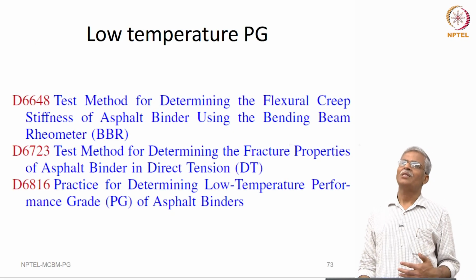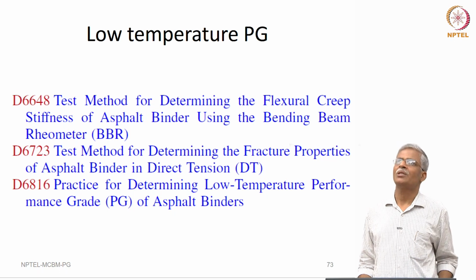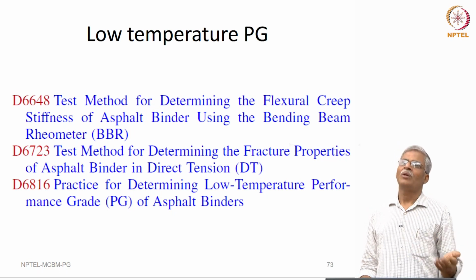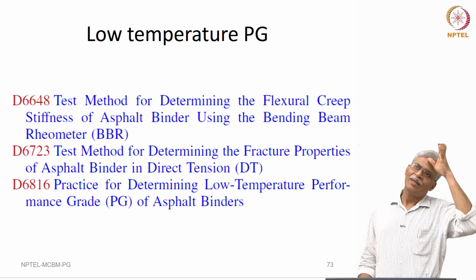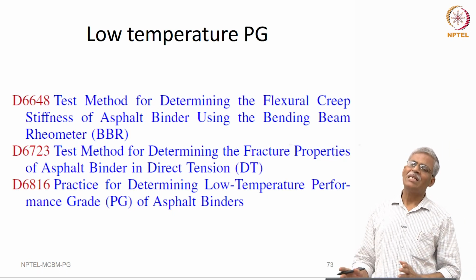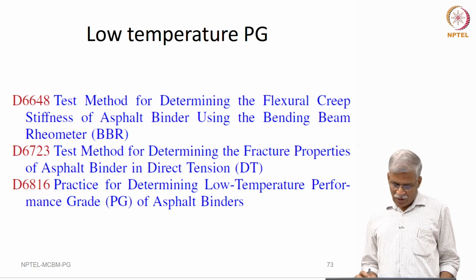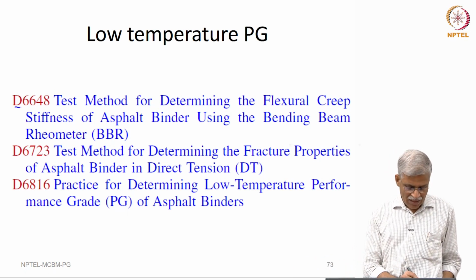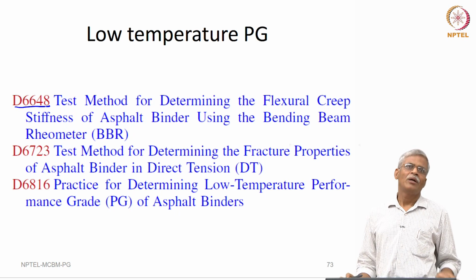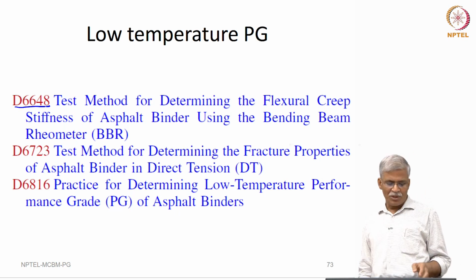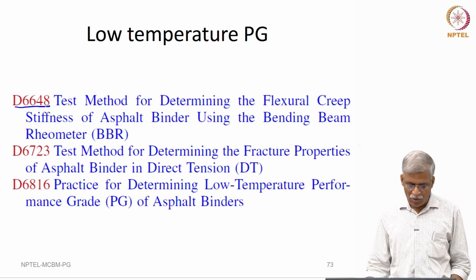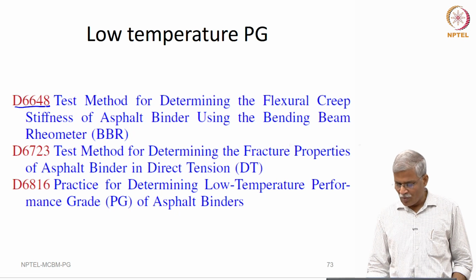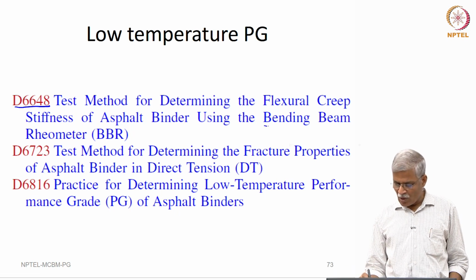So, when we were discussing the various test procedures that we will be discussing for low temperature PG, I mentioned at the time that we will be looking into these 3 standards separately. So, the first one is ASTM D6648. In the next 20-25 minutes we will be talking about the flexural creep stiffness of asphalt binder using the bending beam rheometer.